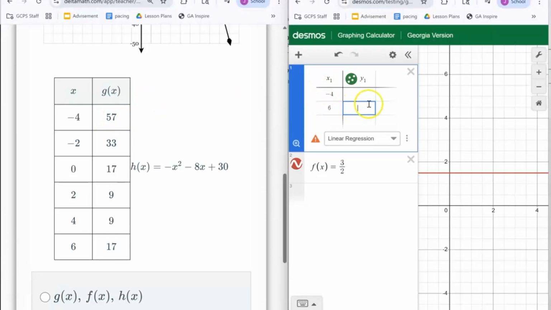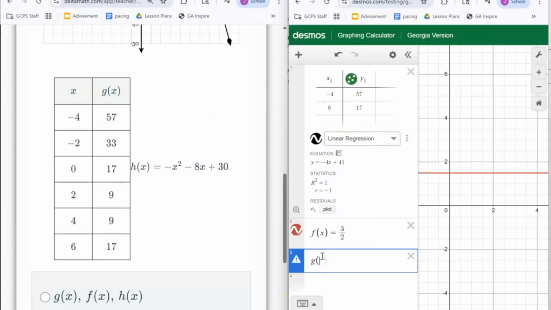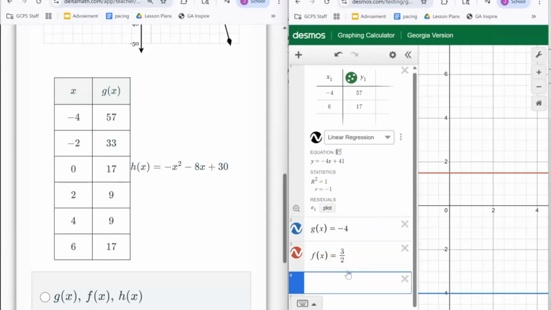So -4 is 57. 6 is 17. So my average rate of change for g of x, from 2 distinct points, only 1, 2, is going to be -4. All right, and I'm going to go ahead and order this from least to greatest. So this one's going to be that. And then my last one, which is h of x, is from an equation. So I just need to type the equation in so I can see what the points are.